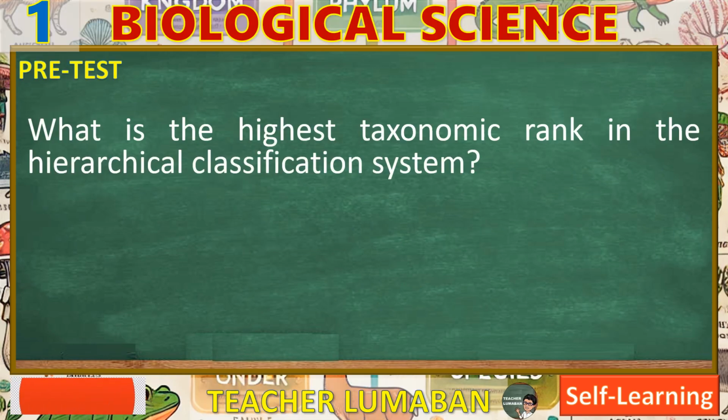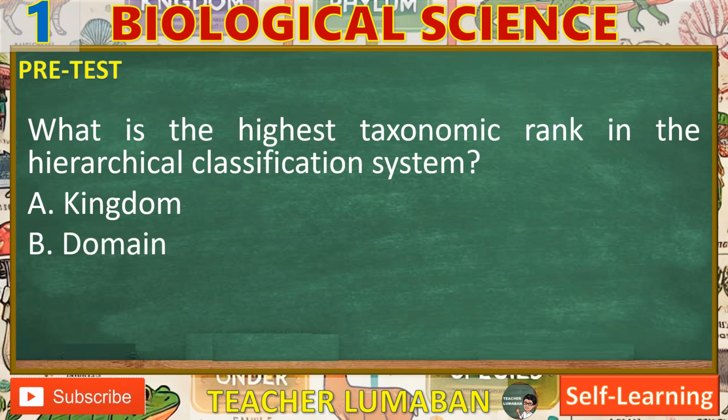What is the highest taxonomic rank in the hierarchical classification system? A. Kingdom. B. Domain. C. Phylum. D. Species.